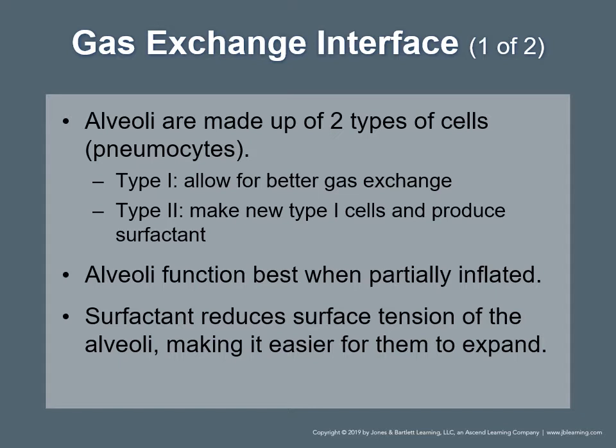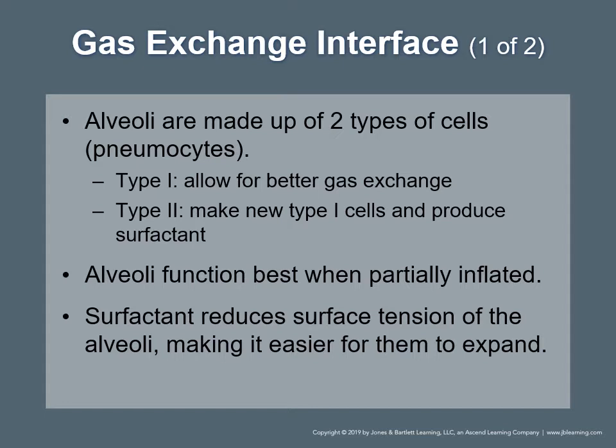Gas exchange interface. It is helpful to think of alveoli as small balloons at the end of a straw. Alveoli are made up of two types of cells. Pneumocytes is the name of those types of cells. Type 1 is almost empty, allowing for better gas exchange, and type 2 makes new type 1 cells. It produces surfactant, which reduces surface tension and helps keep the alveoli expanded.